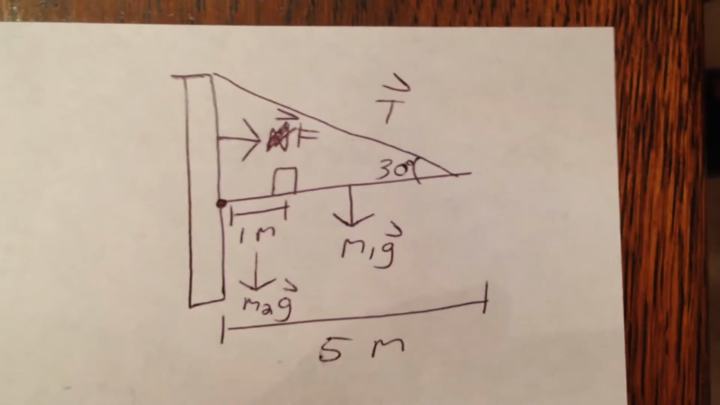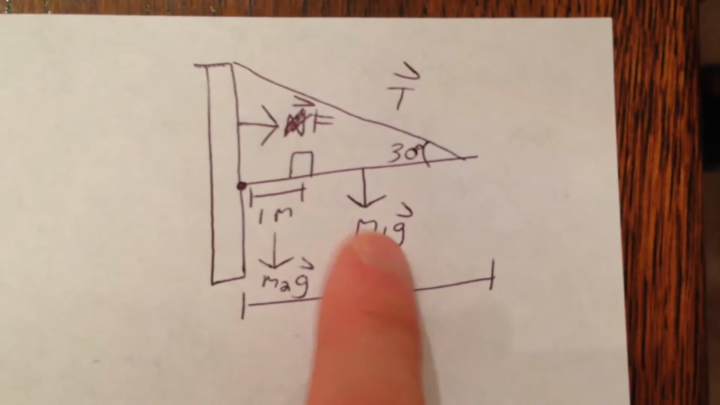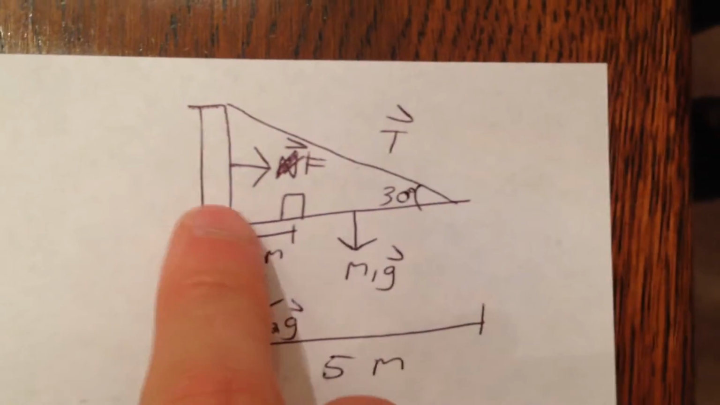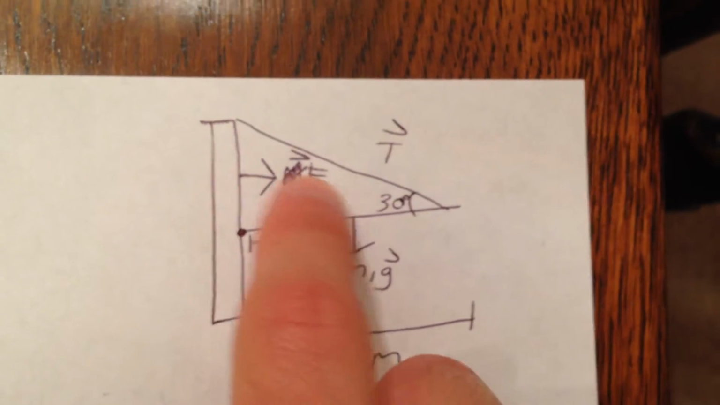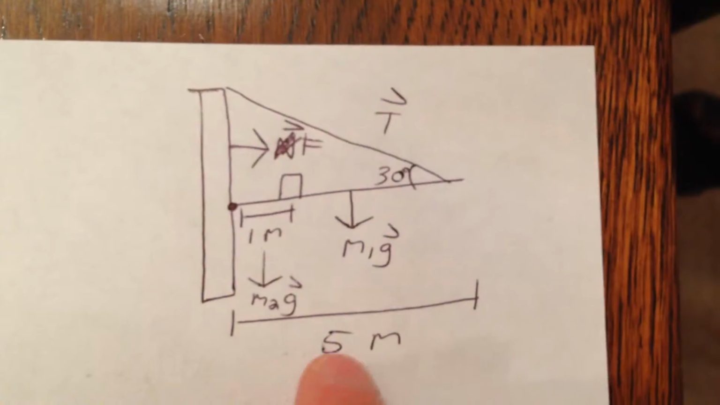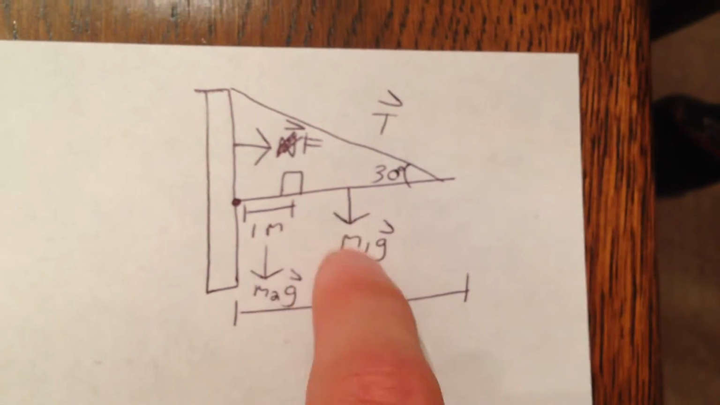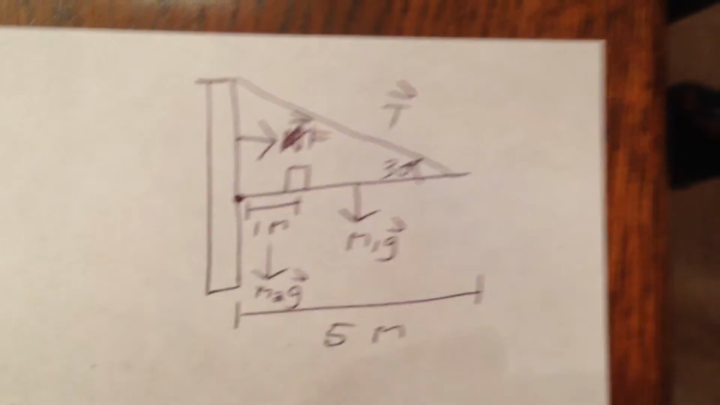So this is the whole length, 5 meters. This is the distance from the wall to the object. And we have a force being applied from the wall onto the beam. This is the cable. It has tension in it. And these are the two gravitational forces exerted on the mass. So that's why these are moving downward.